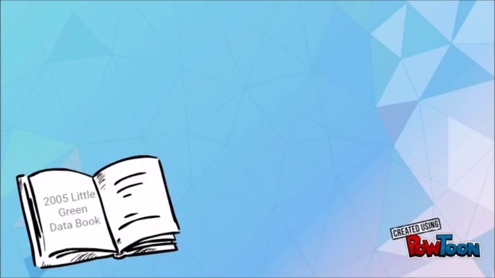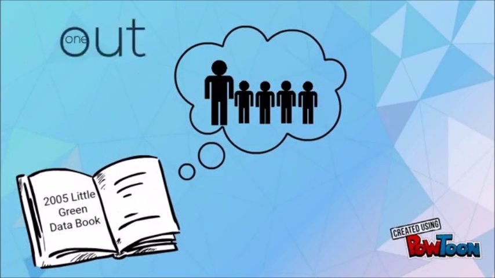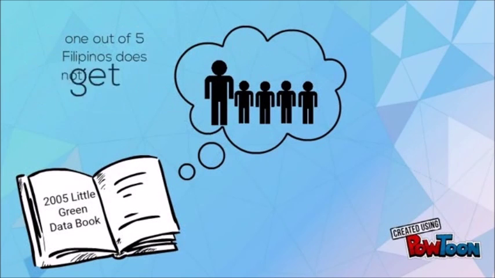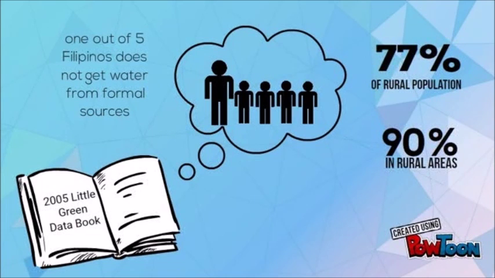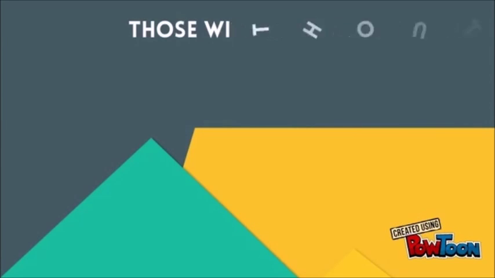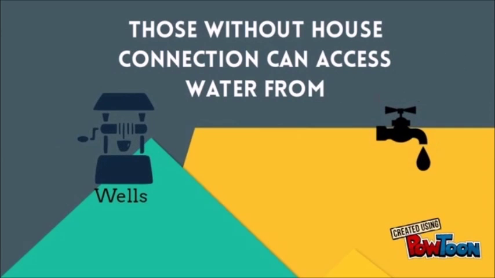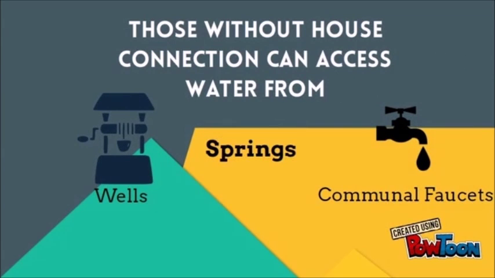According to the 2005 Little Green Data Book of the World Bank, 1 out of 5 Filipinos does not get water from formal sources. Only 77% of the rural population and 90% of those in urban areas have access to an improved water source, and only 44% have direct house connections. Those without house connections access water from wells, springs, communal faucets, and from small-scale informal providers.